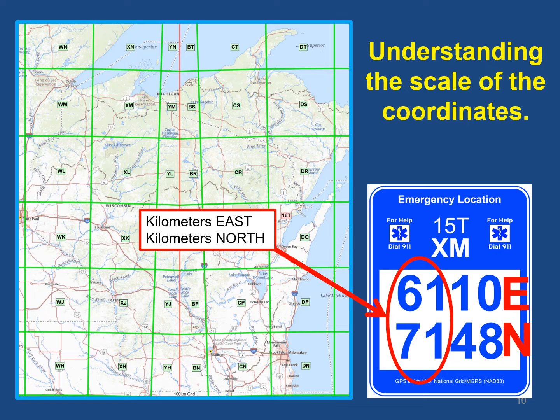So for responders traveling in the woods watching their GPSs, if the easting number changes from 6110 to 6111, you've made a first down heading east. If the northing number changes from 7148 to 7158, you've traveled the length of a football field going north.